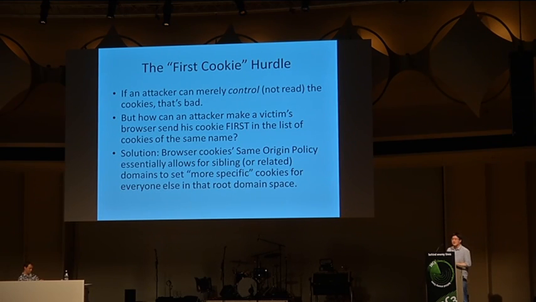Basically, the same origin policy will prevent a script from one domain from reading the cookies from another domain. But what we're interested in looking at here is what happens if you can write cookies across subdomains and what the implications are there. So the question becomes, how can an attacker actually make his cookie first in an effort to override cookies that were set legitimately by the application? And one way of doing this is by setting a more specific path, and that gives you the ability to set cookies for everyone else in the same root domain space. And we'll talk about an example soon.